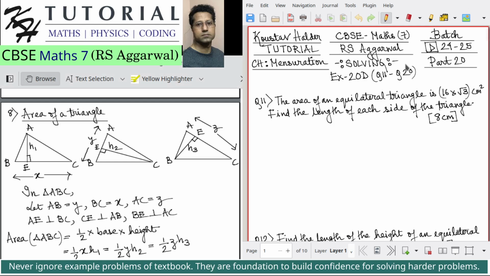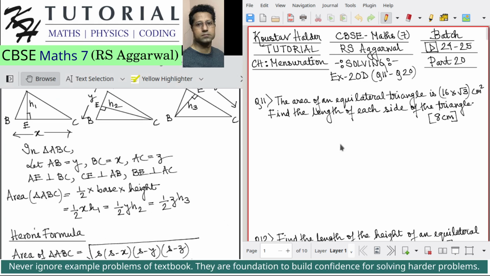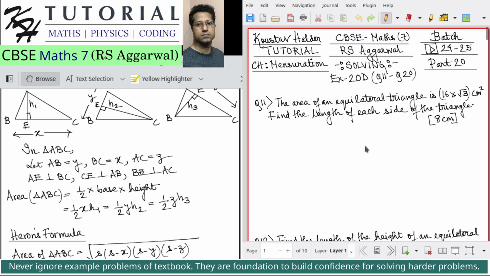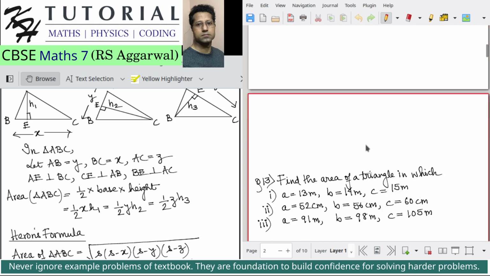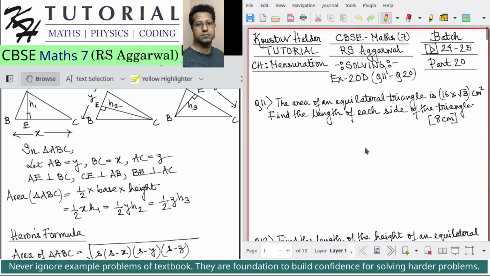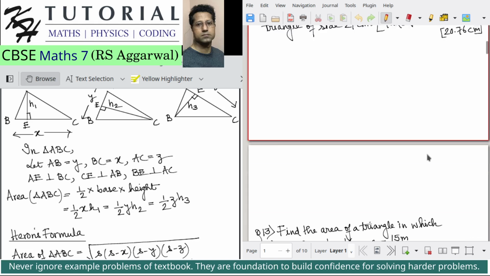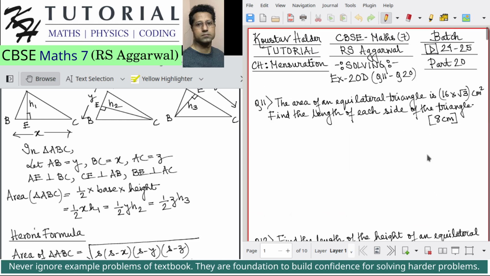Okay, so as usual on the left hand side I have kept my quick notes based on the area of a triangle in case I forget any formula. On the right hand side I have already written down the problems 11 to 20 where I will solve the problems, and I have also written down the answer so that I can match my solution with the textbook answer. Okay, so let's start solving the problem.